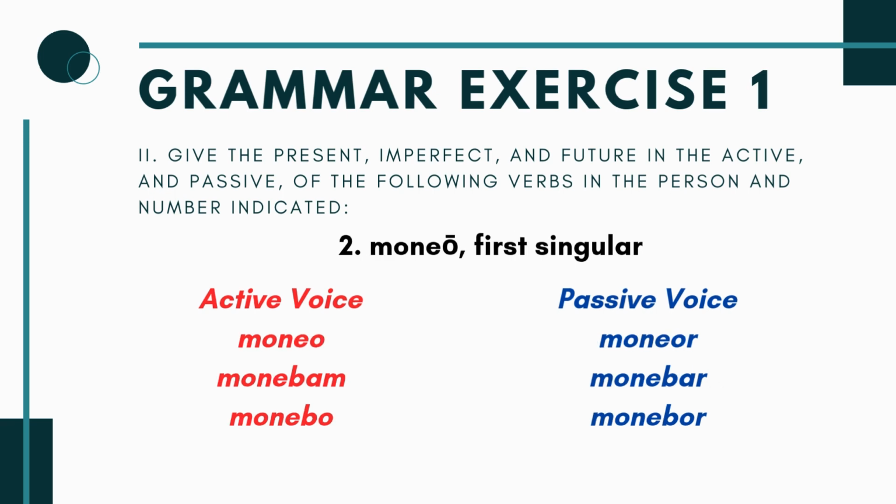And number two, same idea, but we have moneo, right? Comes from moneo, monere. And you have first person singular. So active voice is moneo, exact same thing. Then you have monebam and monebo, right? Because it's a second conjugation verb, moneo, monere, right? So we use bam, bas, bat, and then bo, bis, bit for future tense. To make it passive, you have moneor, monebar, and monebor, right? You're just using the R ending and changing it around, okay?